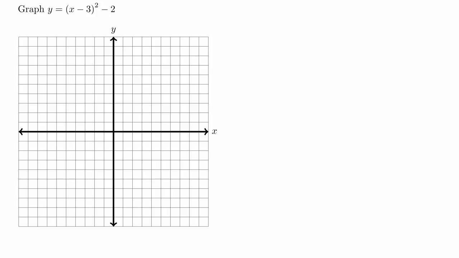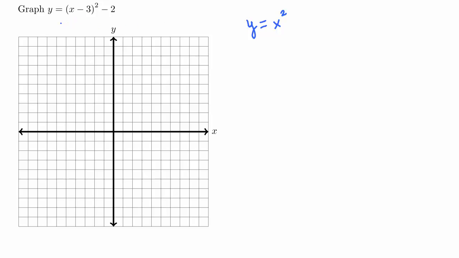Hello. This is example 5 for Chapter 2, Section 7. What I want to do is show how we're going to graph y equals (x minus 3) squared minus 2. What we want to do is look at this equation and realize what the parent function is. Notice that it'll be a polynomial of degree 2, and that parent function is y equals x squared. It's just the simplest function you can think of that's still a degree 2 polynomial.